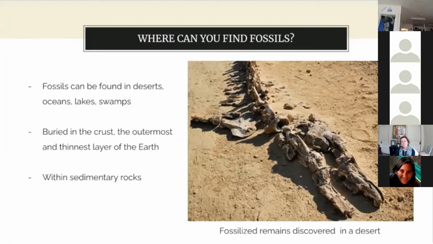Now that we know how fossils are made, where can we find them? The answer is that fossils are most commonly found in deserts, oceans, lakes, and sometimes marshes and swamps. Within those locations, you'll notice an outlier that we'll talk about later. They're usually buried underground in the crust of the earth, the thinnest and outermost layer. Fossils are found in sedimentary rocks.